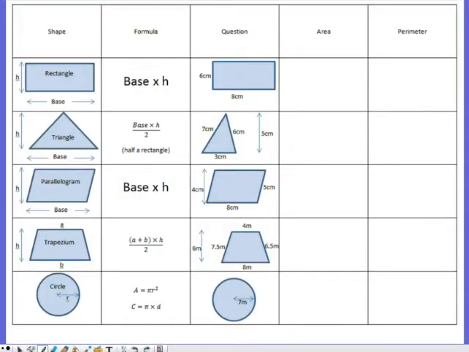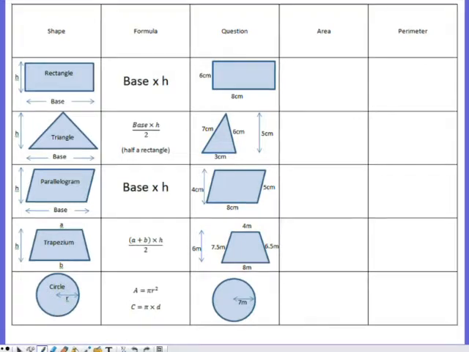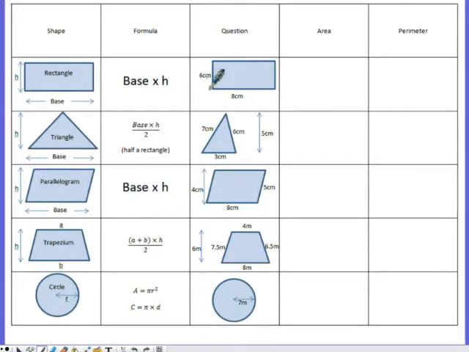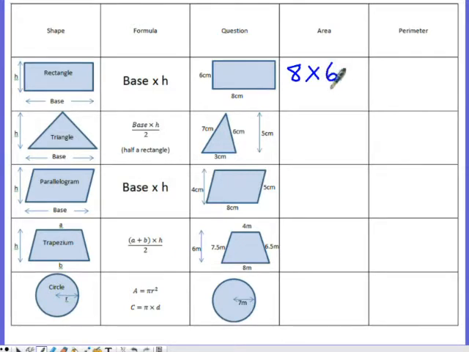Let's have a look at the area and perimeter of other shapes. Starting with the rectangle. To get the area, you do base times height. The base in this case is 8 and the height is 6. So all we're going to do is 8 times 6. We get the answer of 48. Don't forget the units are centimeters squared.